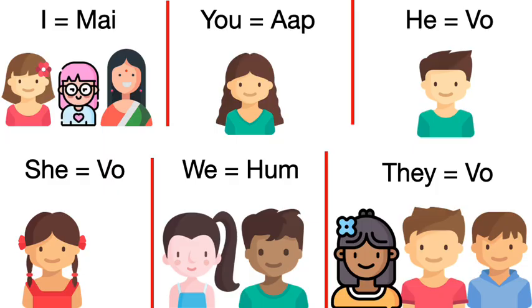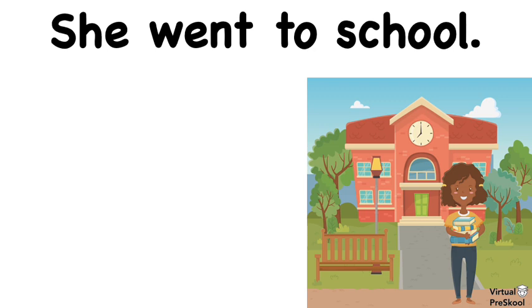If it's intransitive, how do we say the subject pronouns? The subject pronouns for intransitive verbs in past tense are main, aap, vo, hum, and vo. These are the same subject pronouns that you learned for present tense and present continuous tense. If we want to do the sentence, she went to school, we say vo, because we know that this verb is intransitive.